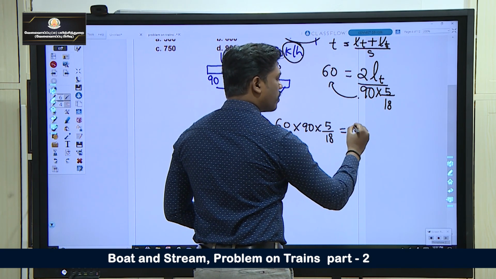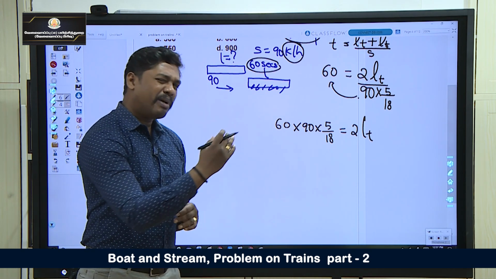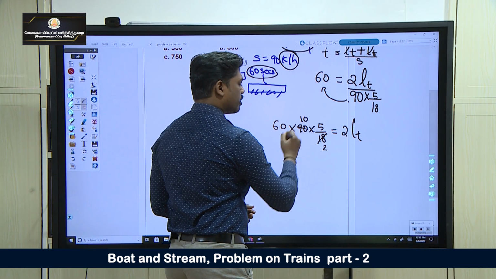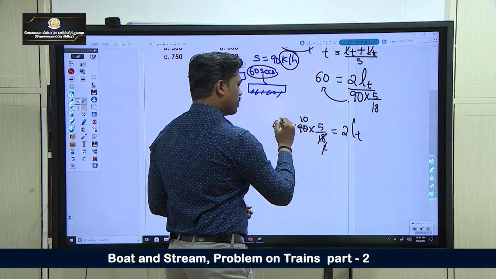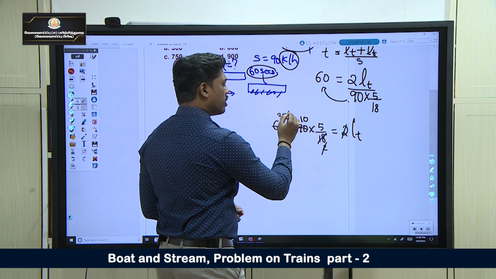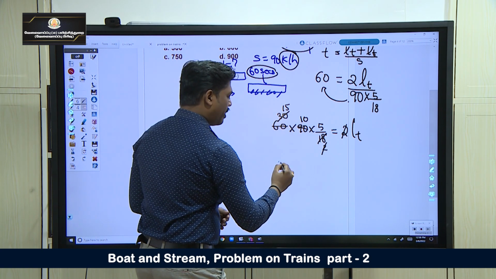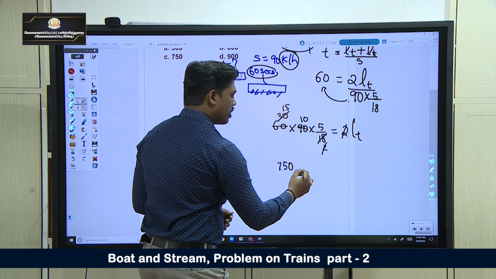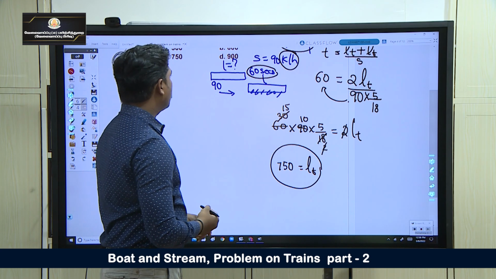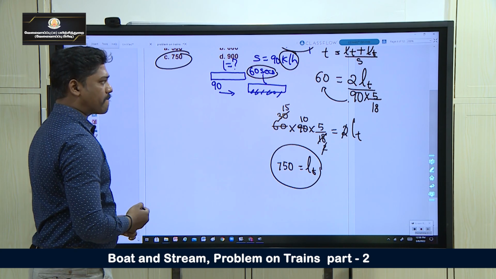So this is equal to 2 into length of train. Now do basic calculations. 9 2s are 18, 9 10s are 90, 2 1s are 2, 30s are 60. Again 2 1s are 2, 15s are 30. So 150 into 5 you will be getting 750. That is the length of train. So your answer is 750 meter.